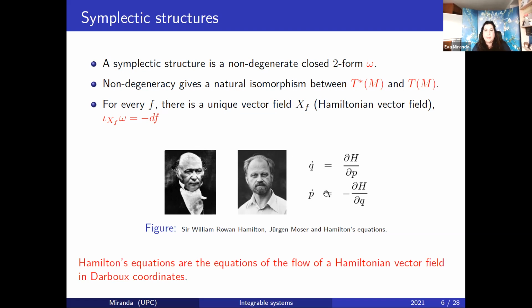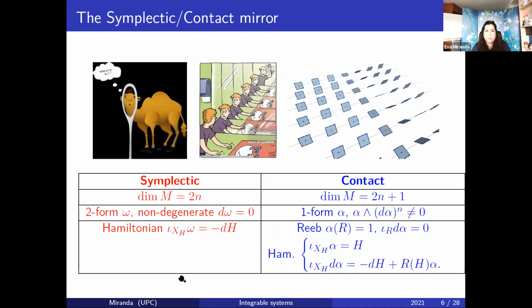Then these equations are just the equations of the flow of the Hamiltonian vector field associated to the function h. And these equations are indeed what we call Hamilton's equations. So Hamilton's equations can be interpreted exactly in this geometry. So this is what I have just said now.